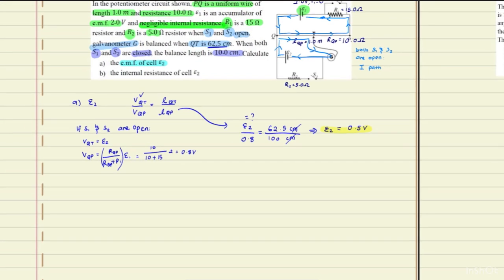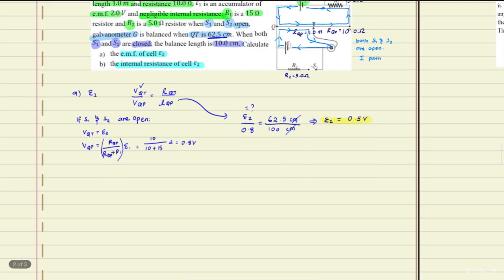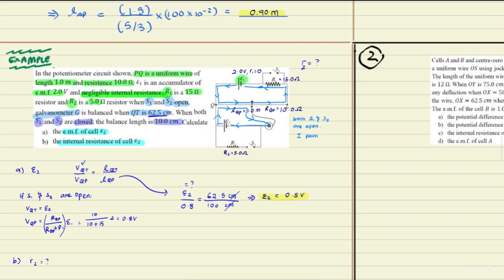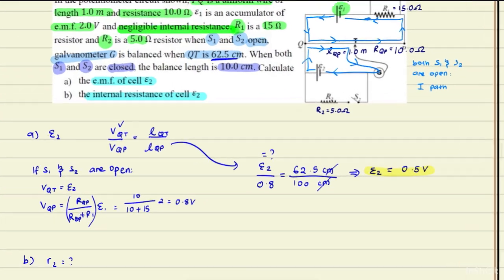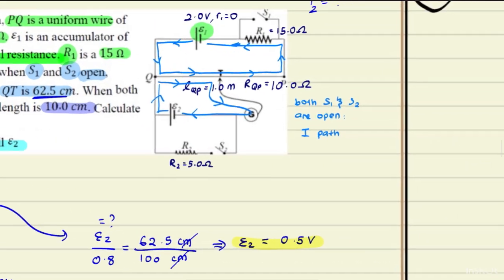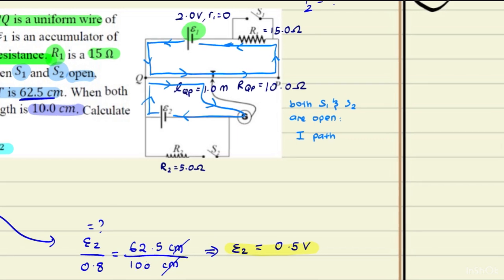Next one. Next dia bilang, the internal resistance of cell E2. So, dia mau tahu berapa R2 sama dengan berapa. Ni kali kita guna info yang kedua, which is the balance length, when both S1 and S2 are closed. So misalkan padam everything yang Miss tulis pasal open punya, so ini path dia.